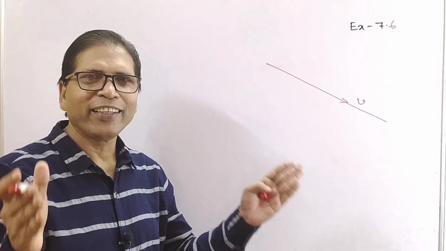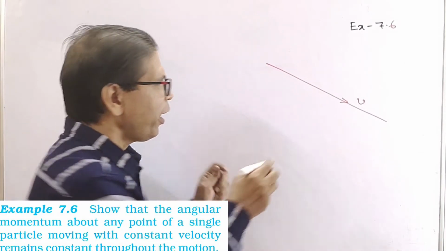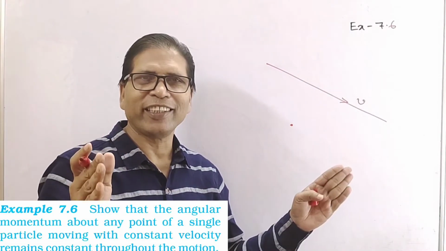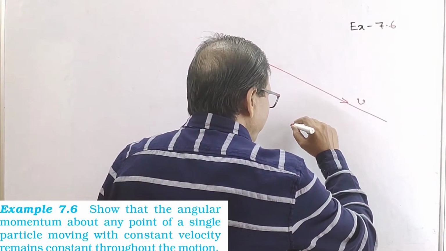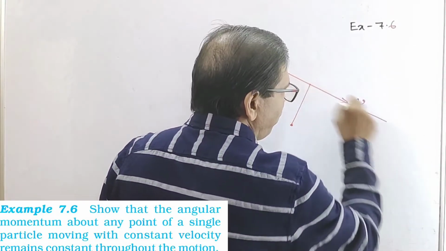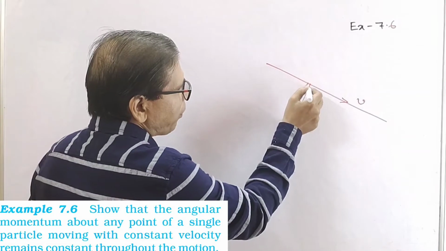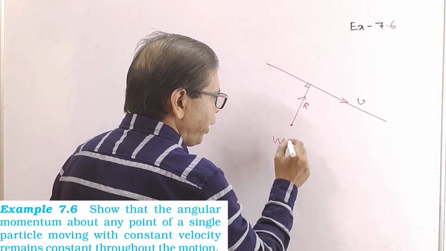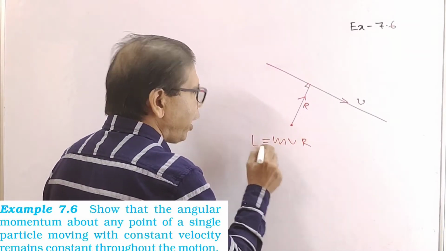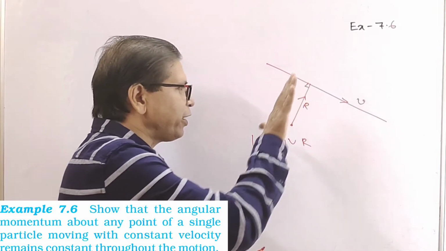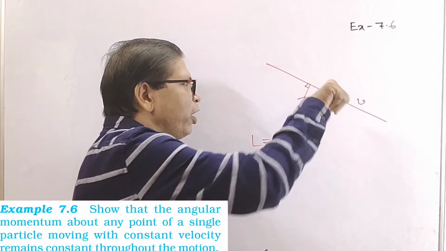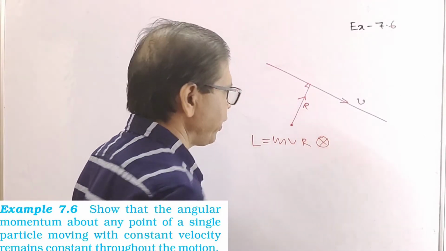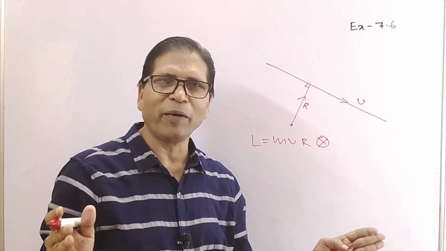We have to calculate the angular momentum of the particle about any fixed point, and this angular momentum is constant. Suppose a perpendicular distance is drawn on the velocity vector. This is the perpendicular distance, and this is the r vector. So the angular momentum is mv into the perpendicular distance. Now what is the direction? This is the r vector and this is the v vector, so it is directed in the inward direction. Okay, and angular momentum is constant.